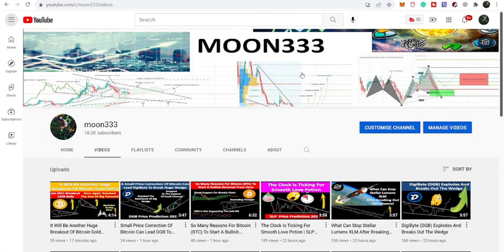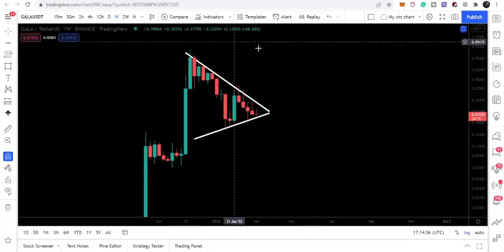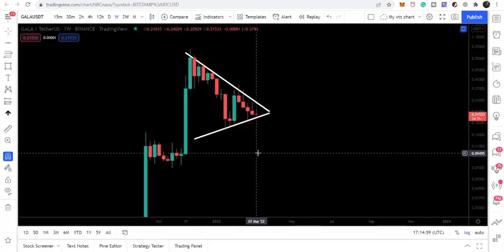In today's video, I want to show you a very big harmonic bullish reversal setup that GALA has formed on the weekly time frame, and we will also watch this very big symmetrical triangle that also has been formed on the weekly time frame.